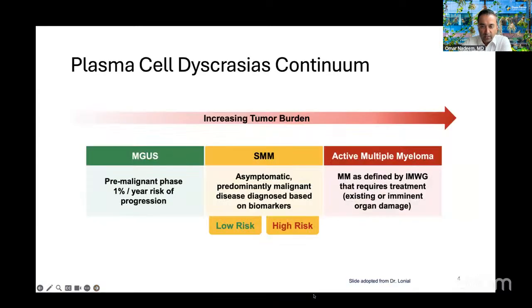So this is really a continuum. As the tumor burden increases, patients go from that, again, MGUS stage, which is less than 10% plasma cells, to smoldering myeloma when they get above 10%, and then typically above 60% for multiple myeloma.